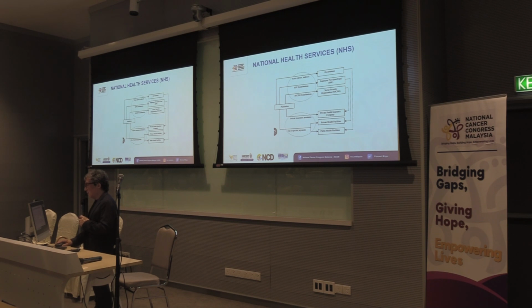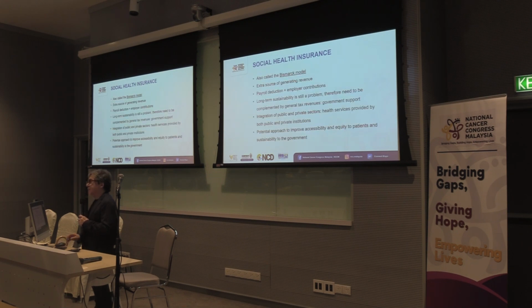So this is what Malaysia is doing. The population pays taxes to the government, and then the government allocates the money to public health facilities. This is too complicated, so I'm not going into detail. Instead, I want to touch on a little bit of this social health insurance.